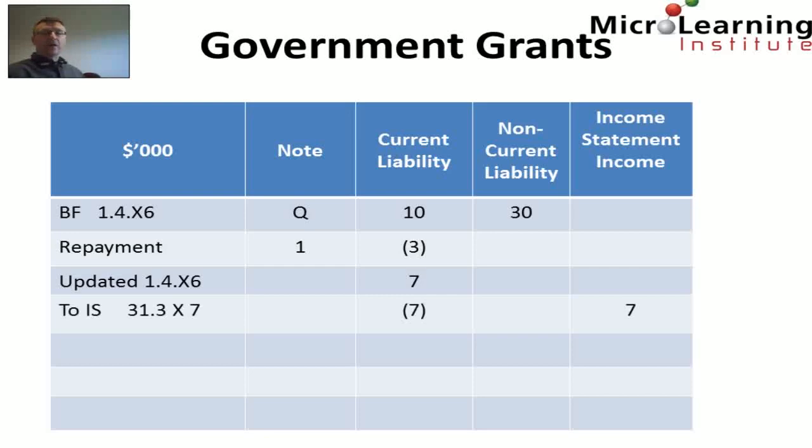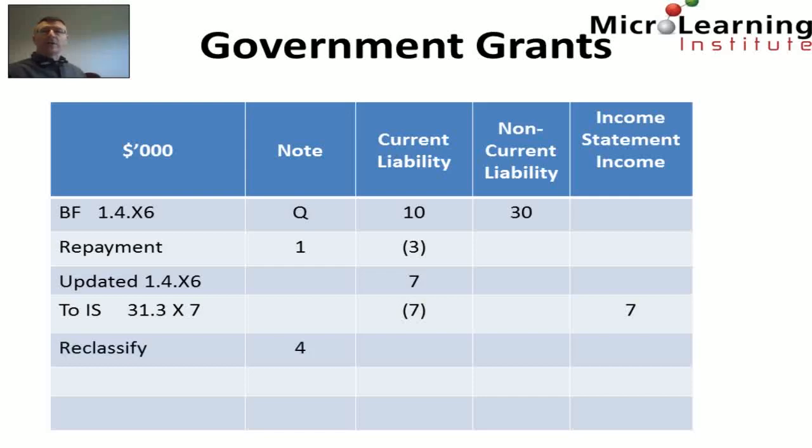Now in the year to the 31st of March 20X7, which is the year we are interested in, those current liabilities will be reduced to 0 and will be recognized in the income statement as income from government grants. So again, you can see our current liabilities being reduced by 7 and the income being recognized in the income statement.